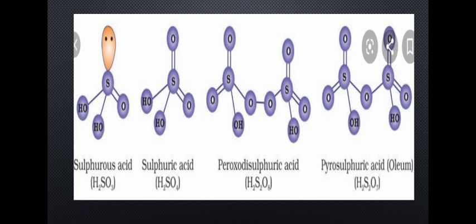Next is pyrosulfuric acid. It has a similar structure to peroxo disulfuric acid. The only difference is instead of peroxide linkage, you have only 1 oxygen between 2 sulfur. Pyro word is related to 2. That means two sulfuric acid units are joined together with the loss of water molecule.